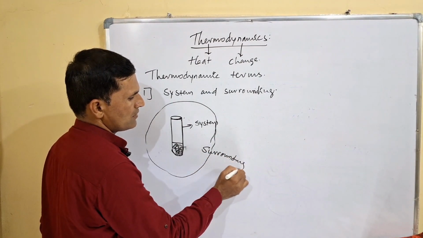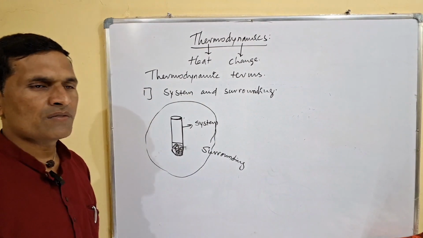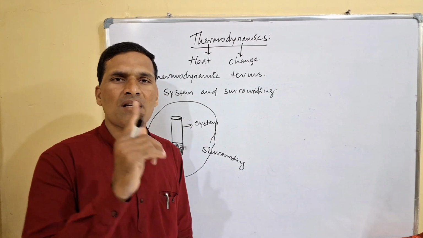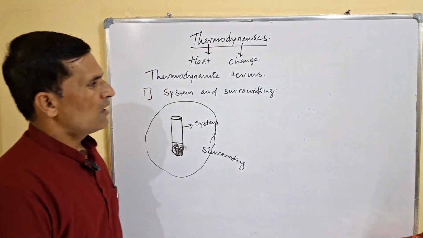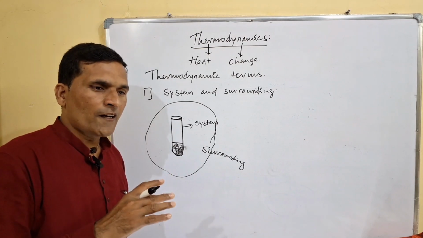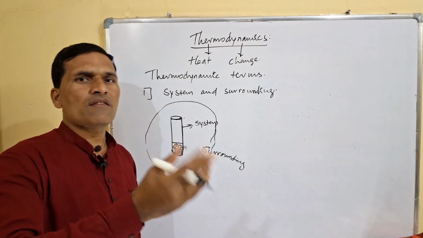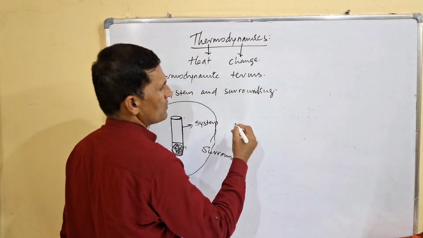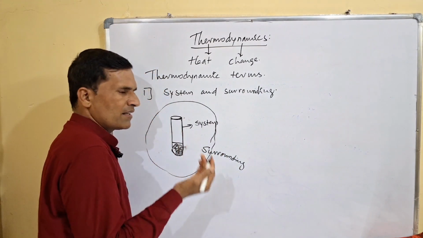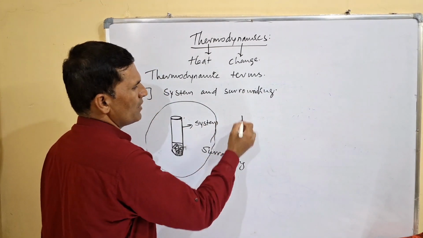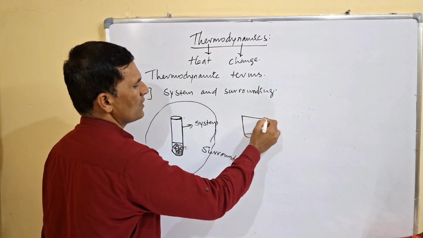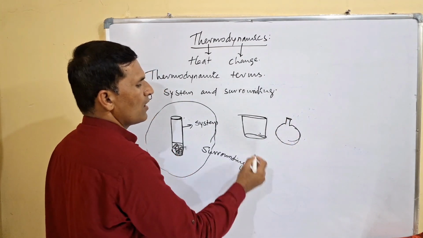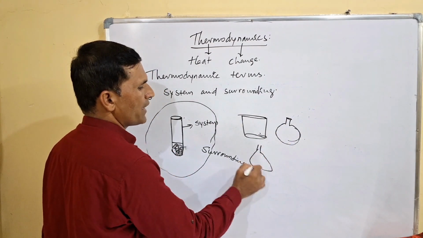Let me systematize the definition of system. System is any part of the universe which is under thermodynamic study, of which you are interested to know about the energetics or change of energies or transformation of energy in and out of the system. It may be a test tube, or a beaker containing the two reactants, or a round bottom flask in which we are carrying out the reaction, or your conical flask where you are doing titration.